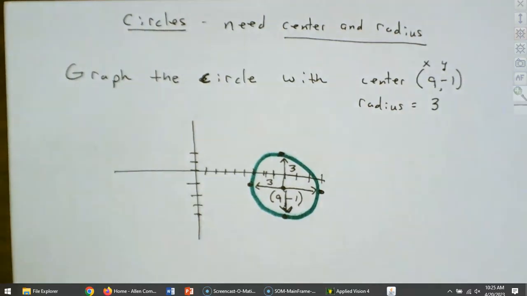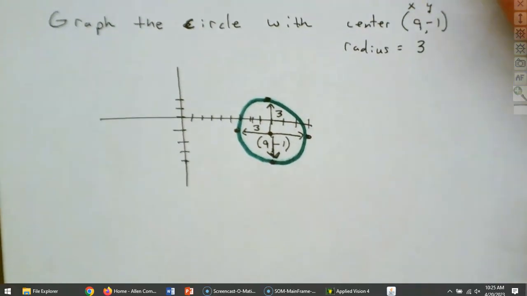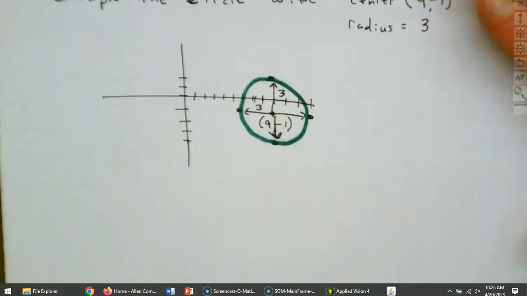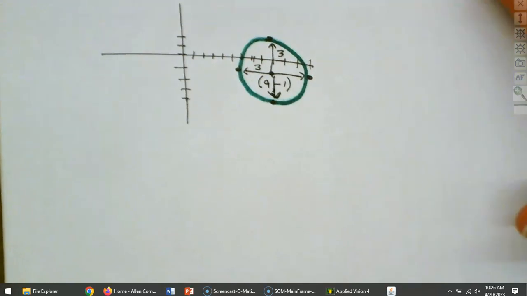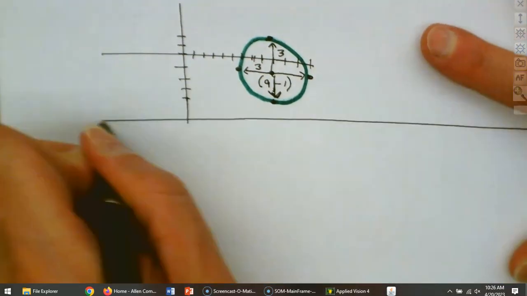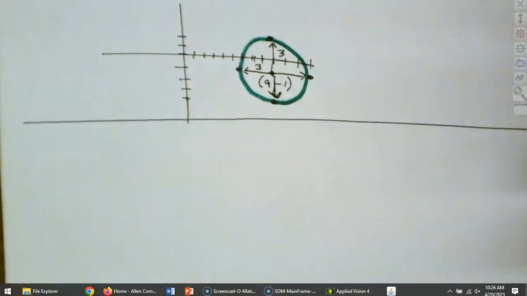We'll do another one of these here in a moment, but let's first talk about how the center radius or standard form of a circle works. Some textbooks use standard form when they talk about circles. Ours uses the center radius form. And that's what we're going to be calling it. So I don't call it the standard form. I call it the center radius form, just like our textbook does.